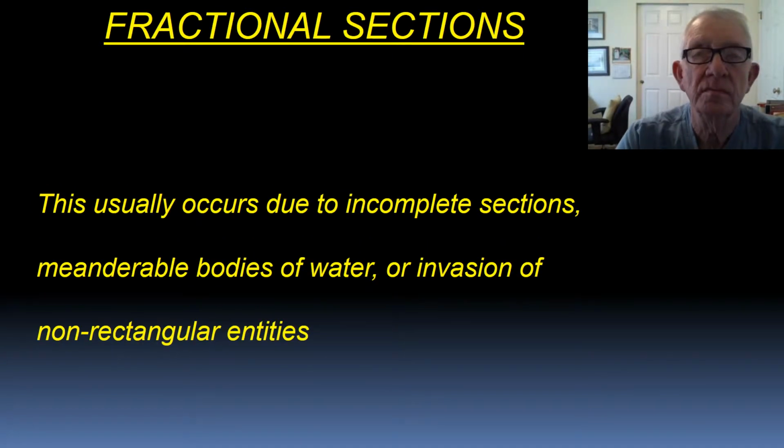Now a fractional section usually happens when the land is invaded by something else, a meanderable body of water, for example, or a township or some other survey that's not part of the public land survey system, where the public land survey system borders that particular thing, whatever it is. So you have an incomplete section. Obviously, that's going to make it a fractional section.